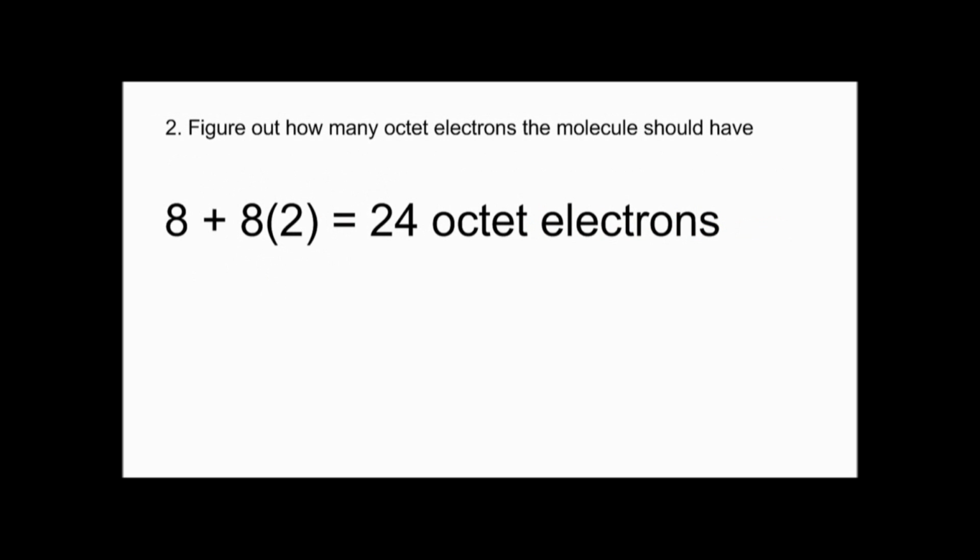The second step is to figure out how many octet electrons the molecule should have. The octet rule is that each non-charged element on the periodic table wants 8 octet electrons, except the odd two: boron, which wants 6, and hydrogen, which wants 2. So if we add 8 plus 8 times 2, because there are 2 oxygen atoms, we get 24 octet electrons.